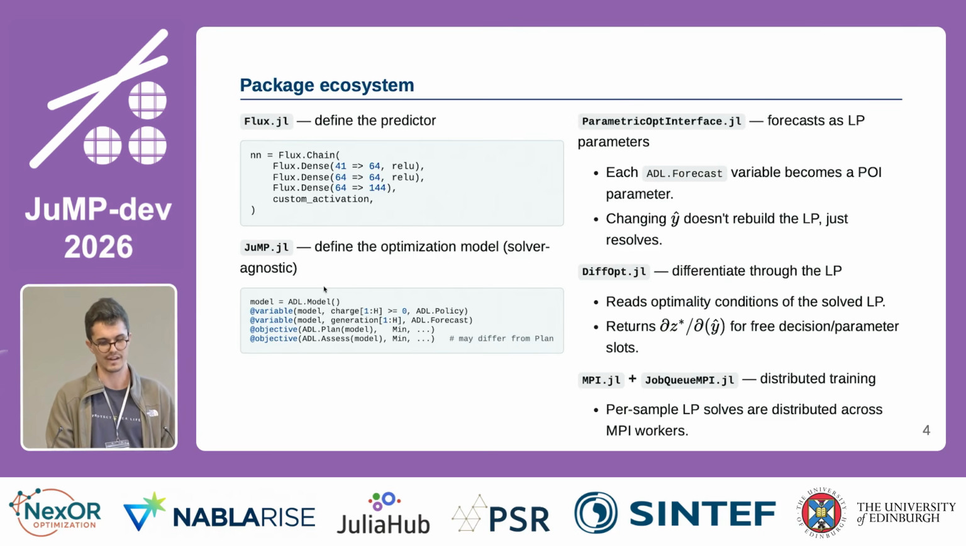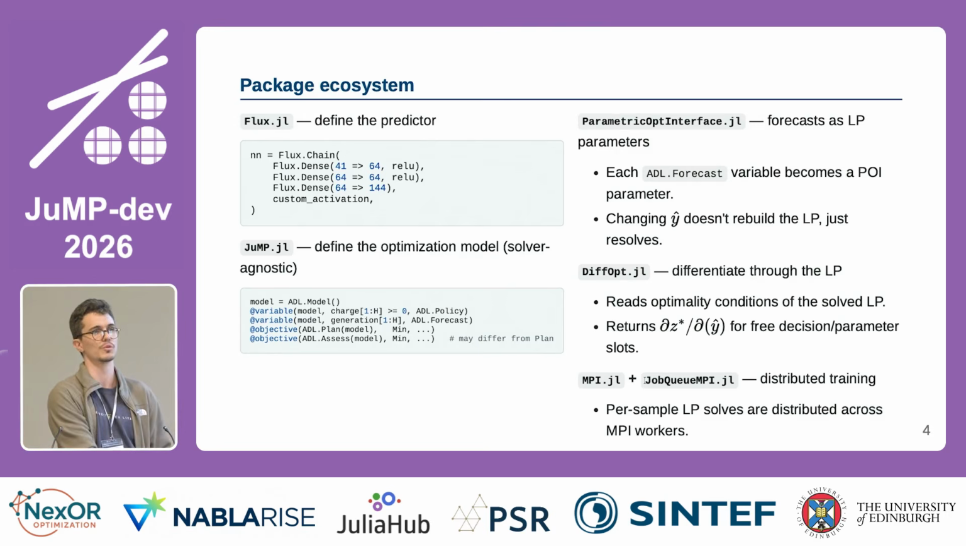JuMP, of course, is used to define both what we call the planning model, which will be the lower level problem in the bilevel formulation, and the assessment problem, which will be the upper level, and orchestrating all of that. As I said, ParametricOptInterface to tweak the parameters, DiffOpt to compute gradients, and JobQueueMPI to parallelize using MPI. Yeah, so this is a general overview.